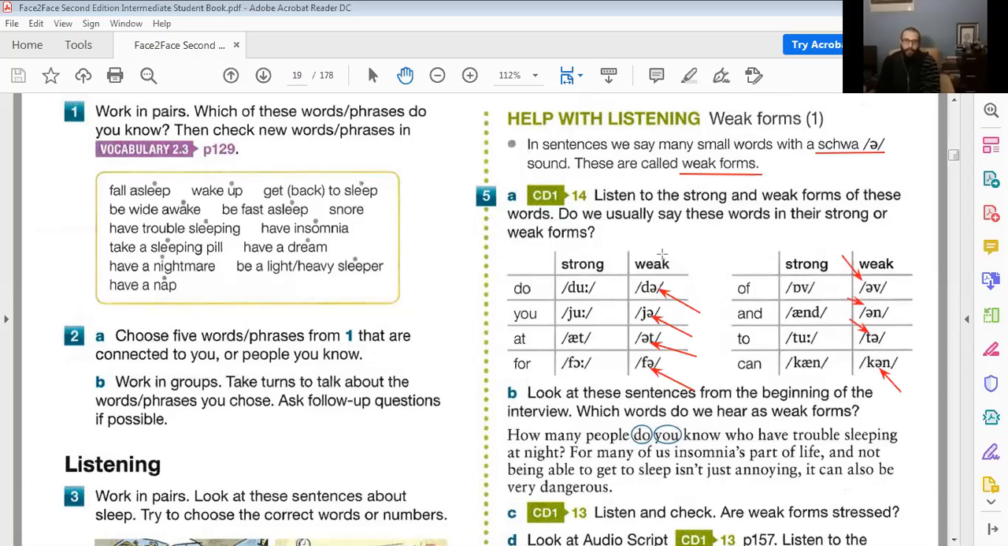And if you feel the weak form is a little too strange, that's fine, because you will never hear the weak form alone. That's why it will sound a little strange when you hear it alone. But in the middle of the sentence, it feels okay, it feels nice and natural. So let's listen.